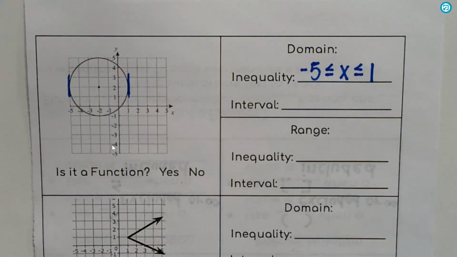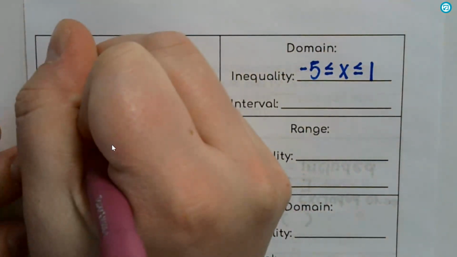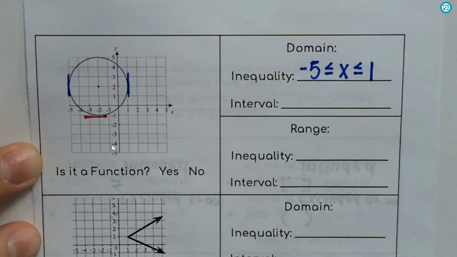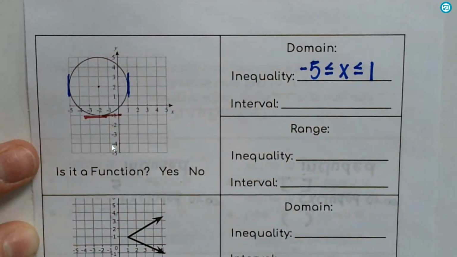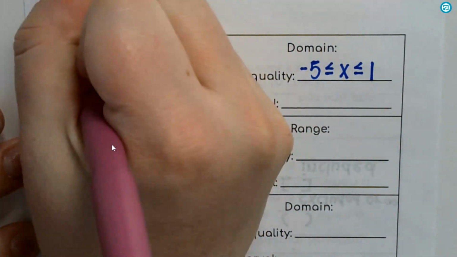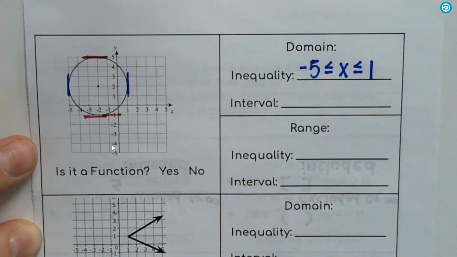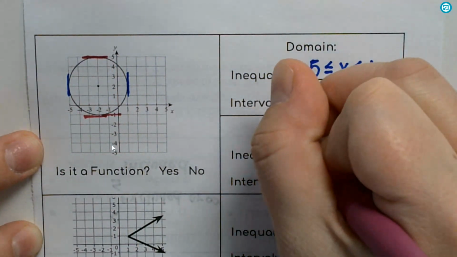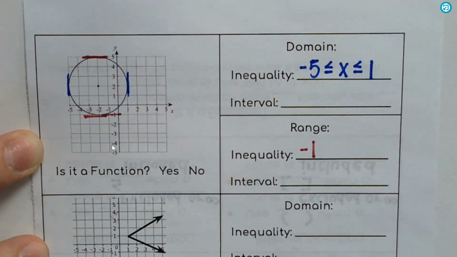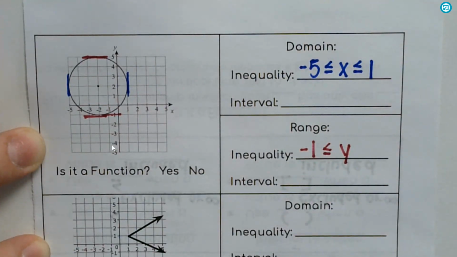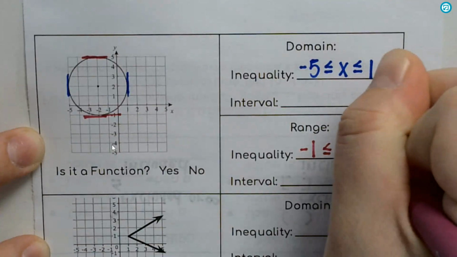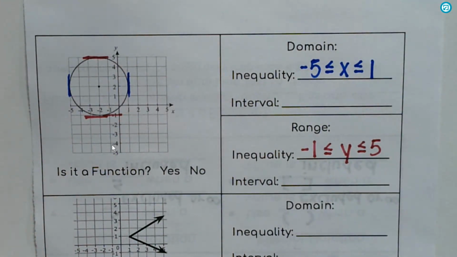Okay, let's go ahead and look at our inequality notation for our range, and then we'll turn both of those into interval notation. So for our range, what is the lowest my graph goes? -1. Yeah, so right here, -1. I'm looking side to side. I'm looking at my y values. What's the highest my graph goes? 5. So my graph goes from -1 to 5. So my inequality notation for range is going to be -1 is less than or equal to y, because these are all my y values, is less than or equal to 5.